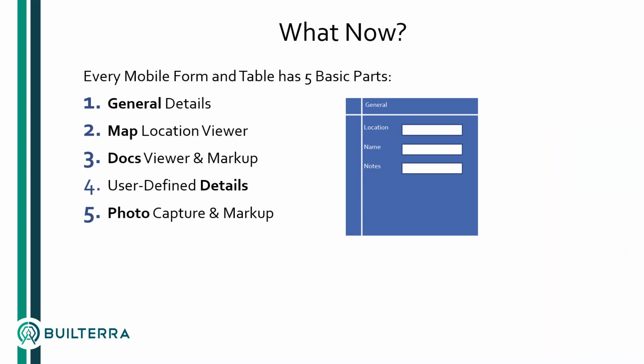So what now? This is kind of a framework of what these simple forms look like. Every simple form has a general details item. This is where you can get your location from the cell phone's accuracy. You can put in a name for the report and any notes for the report. These are the original two fields we had with the Builterra app four years ago. So this is sort of the report name, and you can keep it optional or mandatory depending on what you want to do.